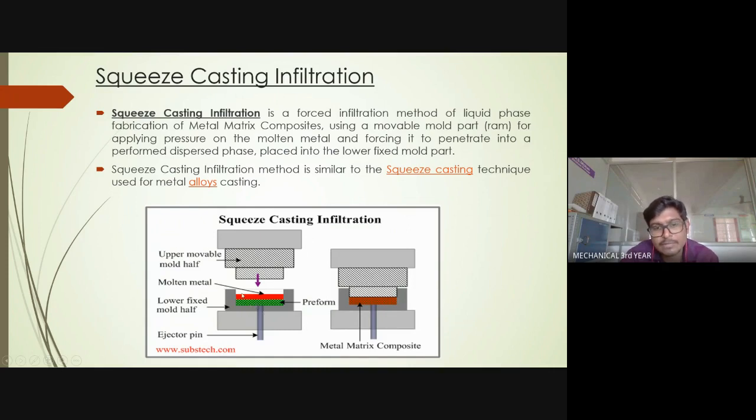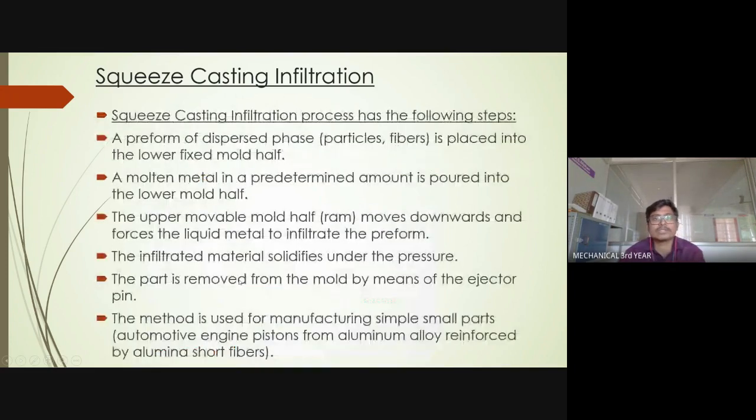After this is done, the upper movable half comes down, so that the downward pressure acts upon the molten metal. Due to that pressure, it gets infiltrated, and this preform is converted into a metal matrix composite. This is what's happening in squeeze casting. So in gas infiltration we use gas pressure, whereas in squeeze casting we use the pressure of the ram in order to infiltrate the molten metal into your preform.